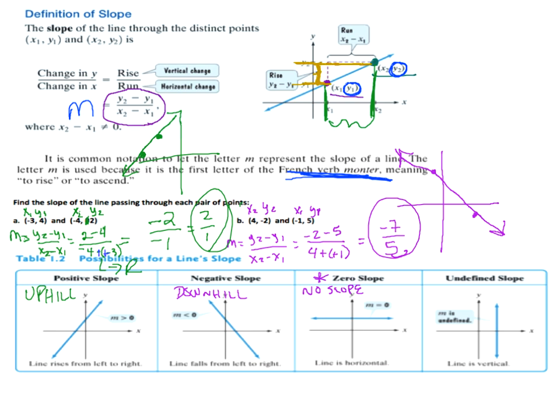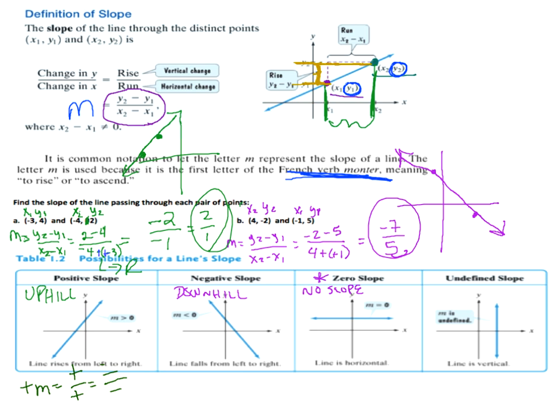Okay, so when you have a positive slope, if you go to calculate it, positive slope is always going to be some positive number divided by some positive number, or some negative number divided by some negative number, because that's all just a positive number. Positive slope, uphill, positive number.